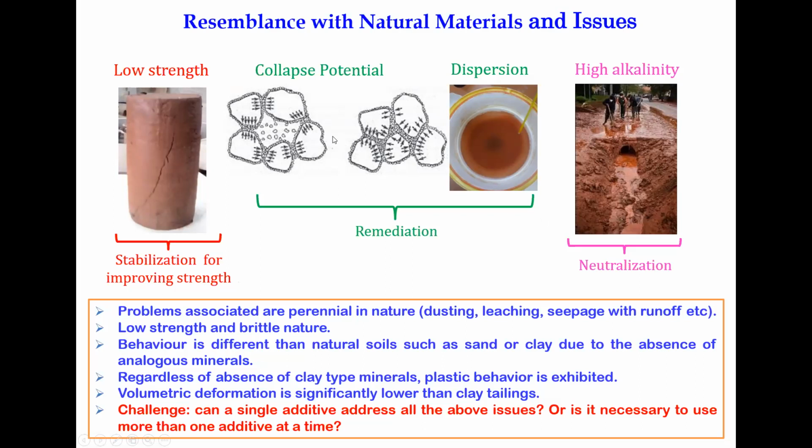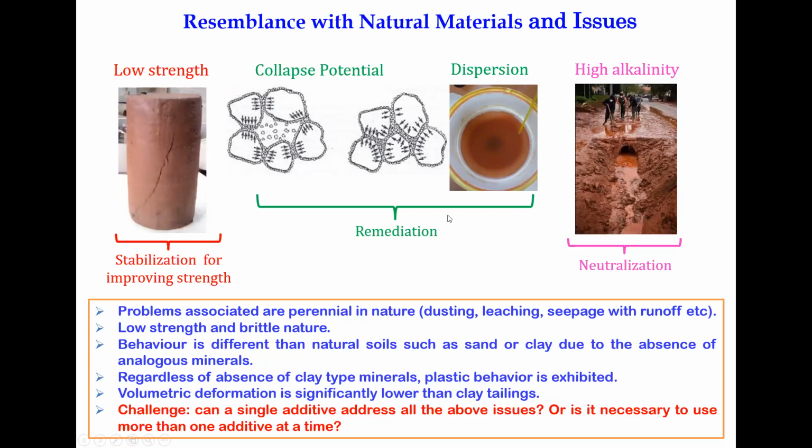If the collapse potential is high, then one can anticipate a high amount of subsidence or deformation. If the material exhibits a high amount of dispersion, then you can obviously envisage some kind of severe erosion problems. So both are not acceptable. So these two problems exist, besides these materials exhibiting low strength.